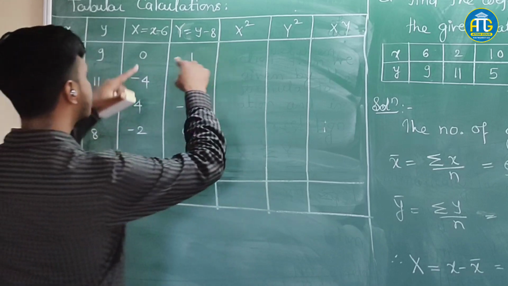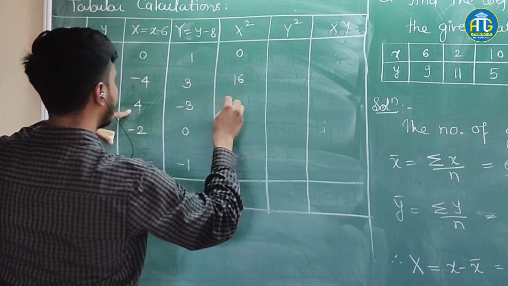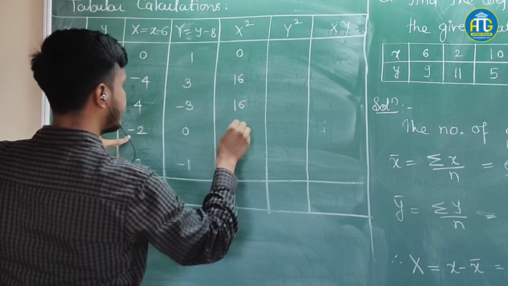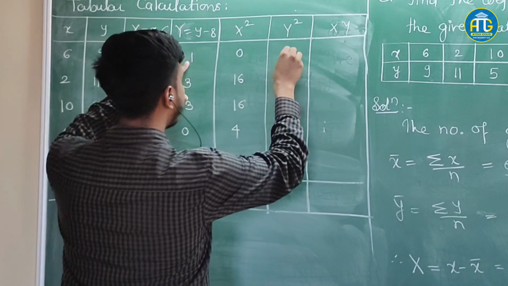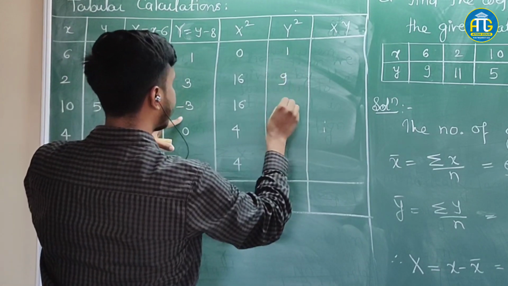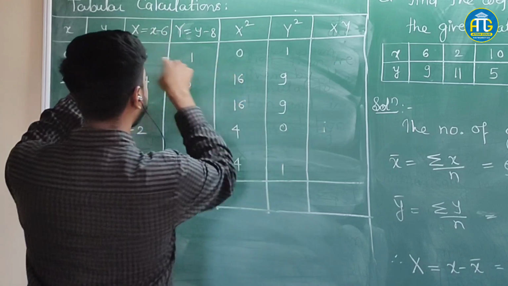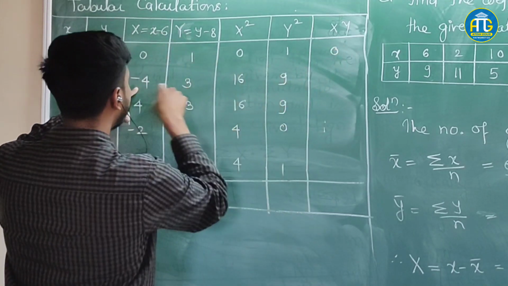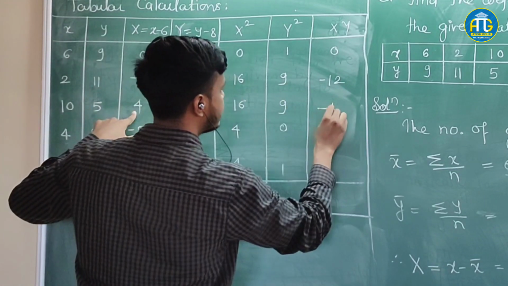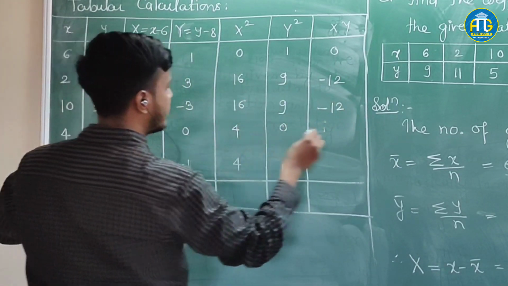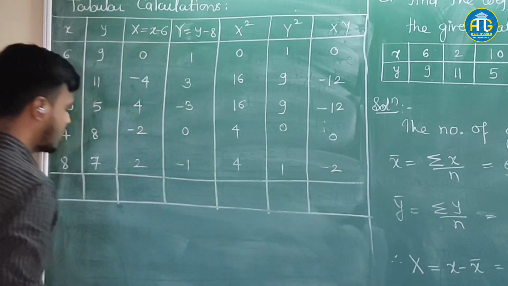Easy. Now find the square of these. 0, 4 square is 16, 4 square is 16, then 4, and this is also 4. Now take the square of the Y values: 1, 9, 9, 0, 1. And now X into Y. 0 into 1 is 0. 4 3s are minus 12. 4 3s are minus 12 again. 2 into 0 is 0. And 2 into minus 1 is minus 2.